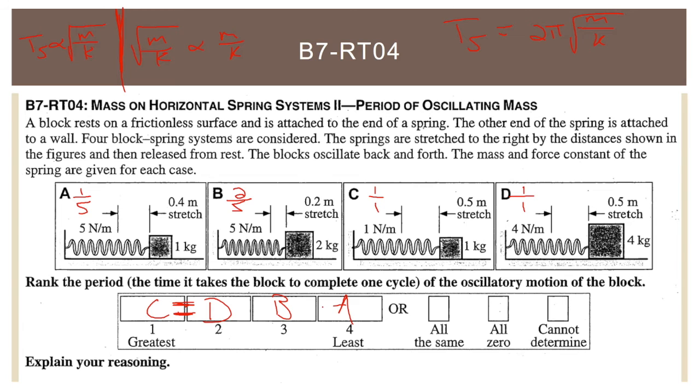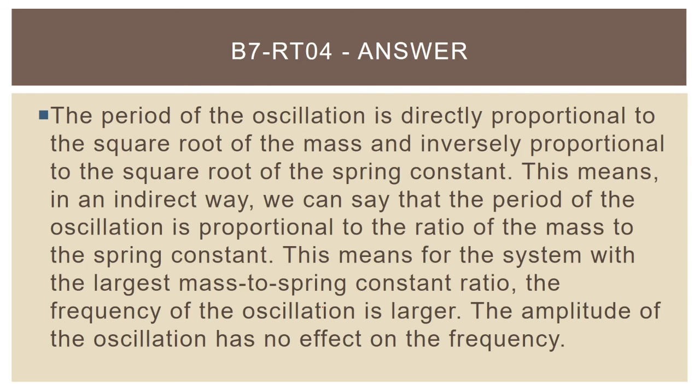And the explanation we can write for this one is going to look almost identical to the one we had for the last one. The period of the oscillation is directly proportional to the square root of the mass and inversely proportional to the square root of the spring constant. This means, in an indirect way, we can say that the period of the oscillation is proportional. Notice I didn't say directly proportional, but it's proportional to the ratio of the mass to the spring constant. This means for the system with the largest mass to spring constant ratio, the period of the oscillation is larger.